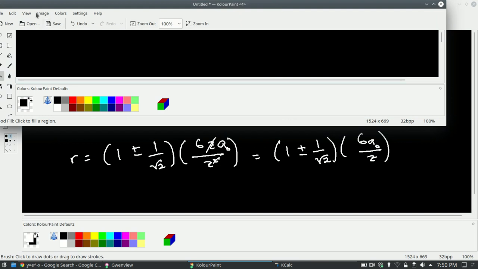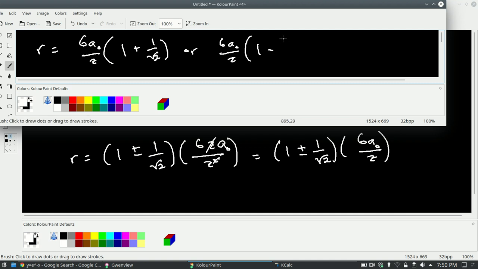Okay, so 1 plus 1 over root 2. Okay, so r is equal to 6a naught over z times 1 plus 1 over root 2, or 6a naught over z times 1 minus 1 over root 2. Right? So, which is the maximum and which is the minimum? Well, let's see.